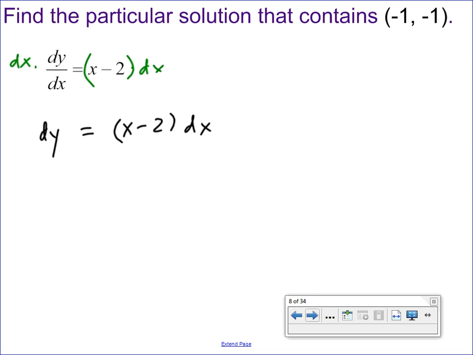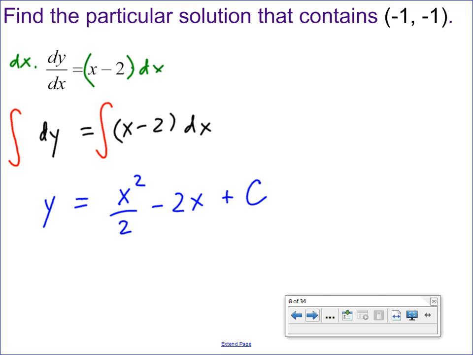And I can find the particular solution by integrating. To get from dy to my regular parent function y, I would need to evaluate an indefinite integral just like Bellwork. So I'll integrate both sides. On the left, I'll integrate 1 dy with respect to y. That produces y. On the right, I'll integrate x minus 2 with respect to x, and that produces x squared over 2 minus 2x plus c. Remember, we need to include our constant of integration to account for the fact we could have been anywhere along that slope field, up or down. That constant would disappear when you differentiate.